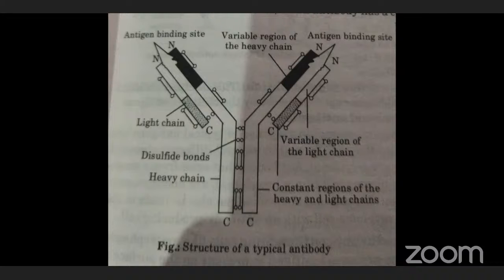Yesterday we discussed up to antigens and other properties. Today we are going to discuss immunoglobulins, antibodies, and antigen-antibody interactions and immune diseases. Clear? So we will discuss one by one. The first one is the antibody.